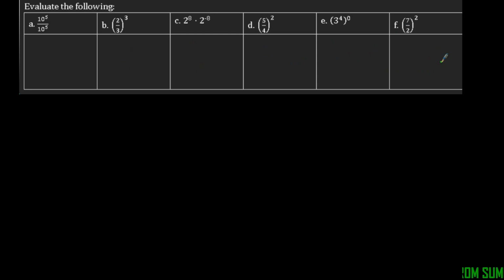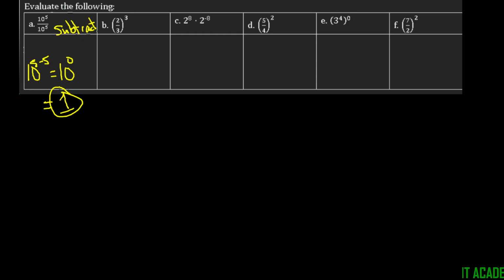Moving on to that next part, it says evaluate the following. So I've got a couple different things that we're going to be doing with this. I'll make sure that I walk you through it. So again, for this first one, we subtract the exponents. So I have 10 to the power 5 minus 5, which is equal to 10 to the power 0, which is equal to just 1. Again, any non-zero number to the power 0 is just 1.